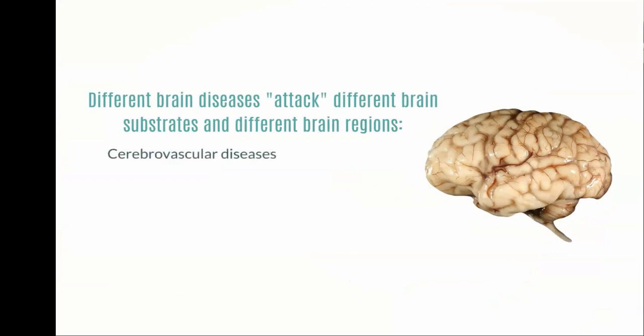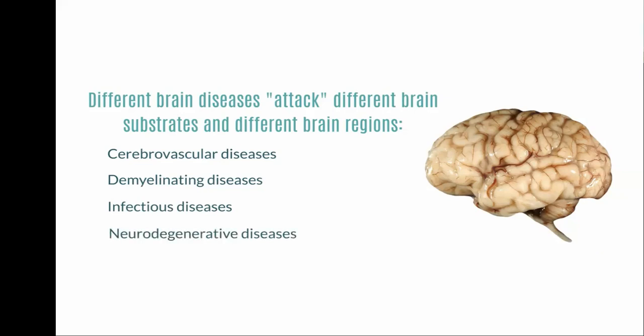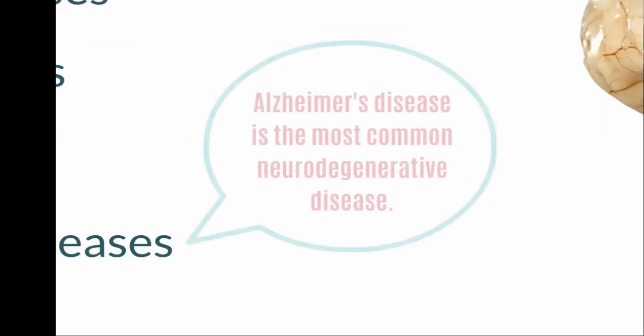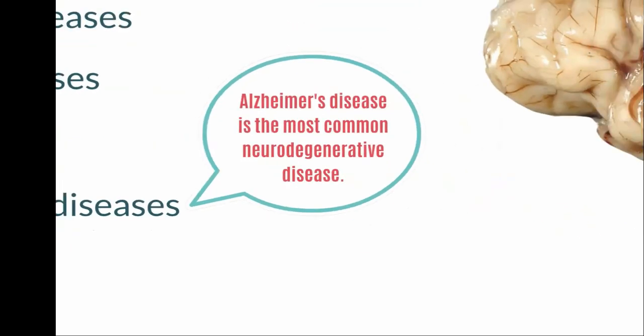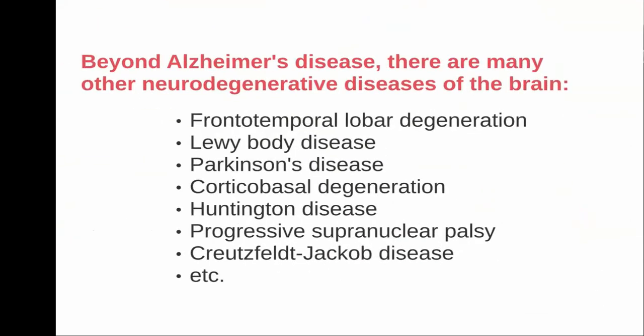But interestingly, we use this substrate to think of different diseases of the brain that attack different substrates. So, for example, we have the cerebrovascular diseases, stroke, and demyelinating diseases like multiple sclerosis that attacks the myelin sheath that covers neurons. Infectious diseases don't respect any substrate. They get in the brain and they attack it all: blood vessels, neurons, glial cells, whatever. And finally, we have the neurodegenerative diseases. This is where FTLD and Alzheimer's and all of these other diseases that you're learning about live. Alzheimer's is the most common neurodegenerative disease, but there are others, okay?